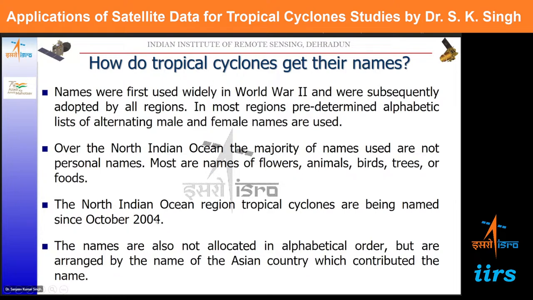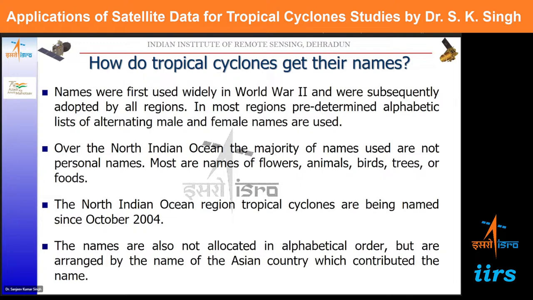So over the Indian Ocean, how do they give the name? Actually, there are 13 neighboring countries which contribute names. They give a list of names, and from the list they will take one by one.